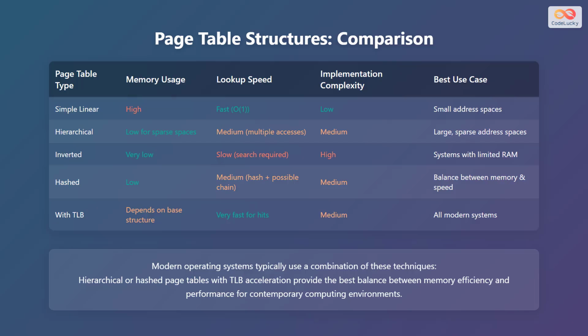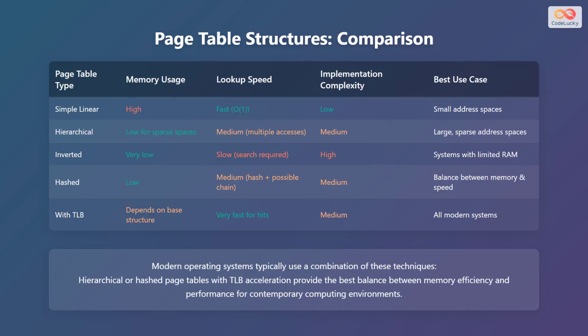Hashed. Memory usage is low. Lookup speed is medium because of hash plus possible chain. Implementation complexity is medium. It provides balance between memory and speed. With Translation Lookaside Buffer, memory usage depends on base structure. Lookup speed is very fast for hits. Implementation complexity is medium. It is used in all modern systems.